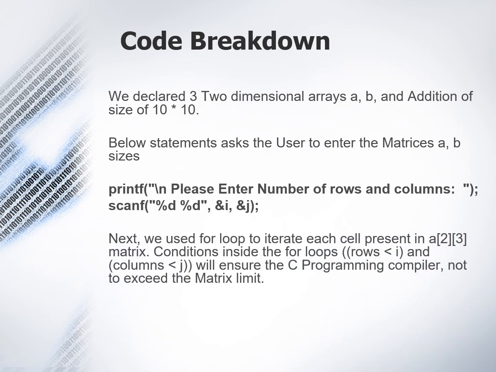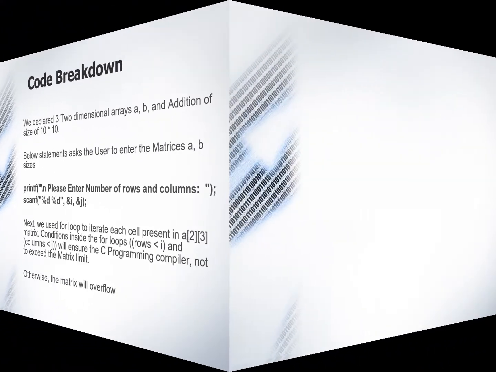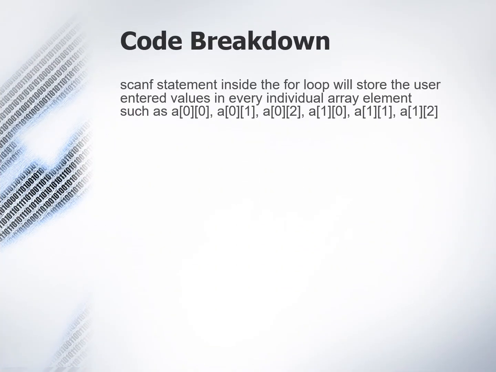Next, we have used a for loop to iterate over each cell present in, say, a 2 by 3 matrix A. The conditions inside the for loops, rows less than i and columns less than j, will ensure the C programming compiler does not exceed the matrix limit. Otherwise, the matrix will overflow. The scanf statement inside the for loop will store the user-entered values in every individual array element, such as A00, A01, A02, A10, A11, and A12.